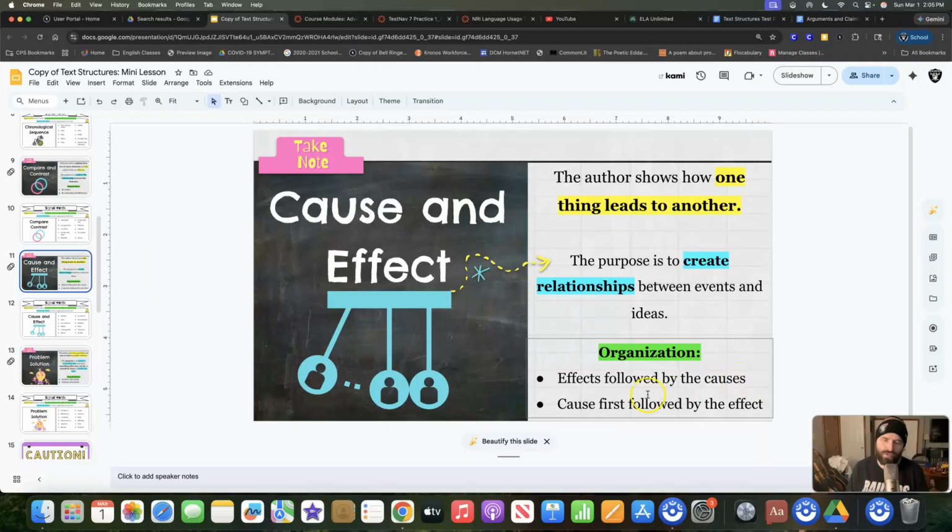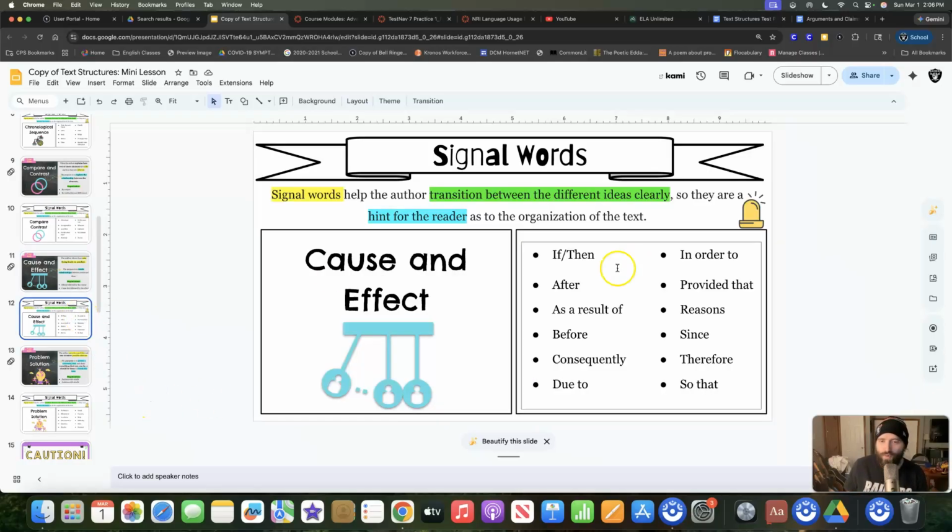Cause first followed by the effect is what you need to see. You're not going to see the effect first and then the causes. Now there can be one cause and many effects. There can be many causes and one effect. Okay. Now here are some of our signal words: if, then, after, as a result, before, consequently, because. And as you guys know, I'm not going to read through all these.